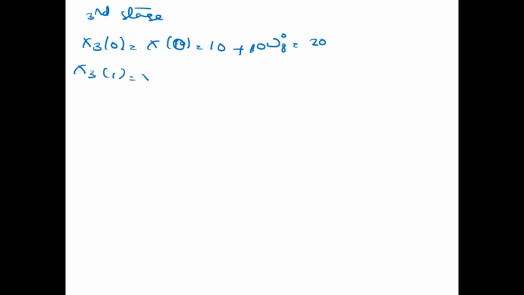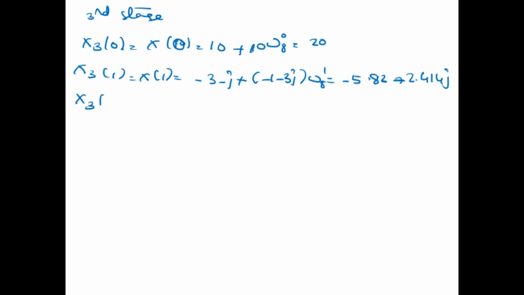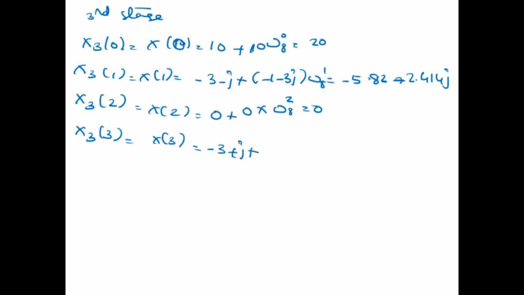x3 of 1 is equal to x of 1 which is equal to minus 3 minus j plus minus 1 minus 3j into omega 8 of 1 which is equal to minus 5.828 minus 2.414j. x3 of 2 which is equal to x of 2 is equal to 0 plus 0 into omega 8 of 2 which is equal to 0. x3 of 3 is equal to x of 3 which is equal to minus 3 plus j plus minus 1 plus 3j into omega 8 of 3 which is equal to minus 0.171 minus j 0.414.